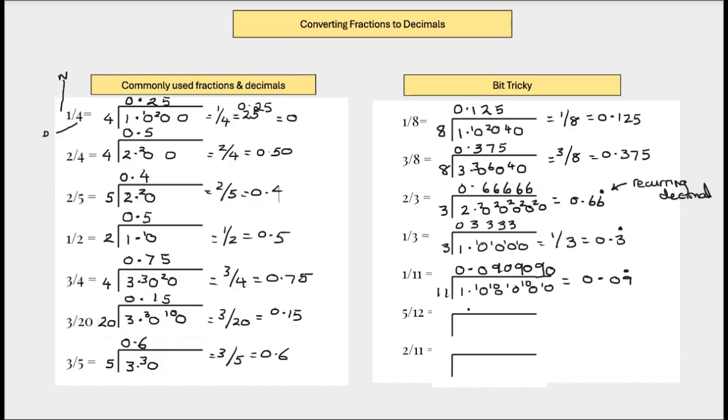The next one, 5 over 12. 12 into 5, we know it's not going to go. 12 does go into 50 though. It goes 4 times. That leaves us with 2. 12 goes into 20 once. And what's left? 8. So 12 into 80 goes 6 times, because 12 times 6 is 72.